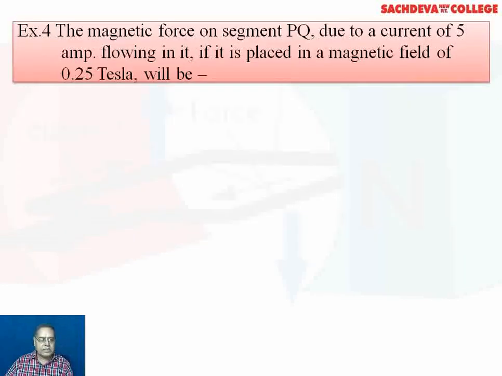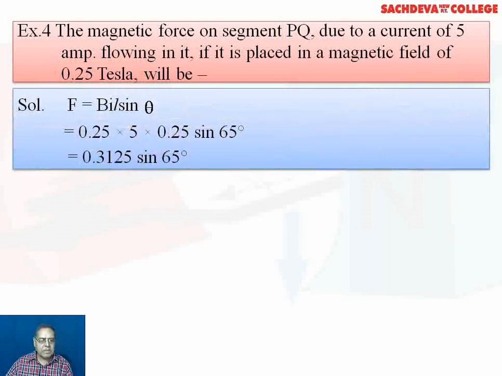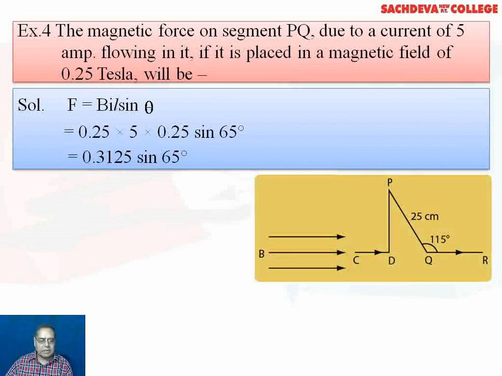Now, in the fourth example, the magnetic force on segment PQ due to current of 5 ampere flowing in it, if it is placed in magnetic field of 0.25 Tesla, will be. Solution: force is equal to BIL sine theta. Compute the values and the result comes to be 0.3125 sine 65. And we can check the value of sine 65 from the log tables. You can check up the figure.